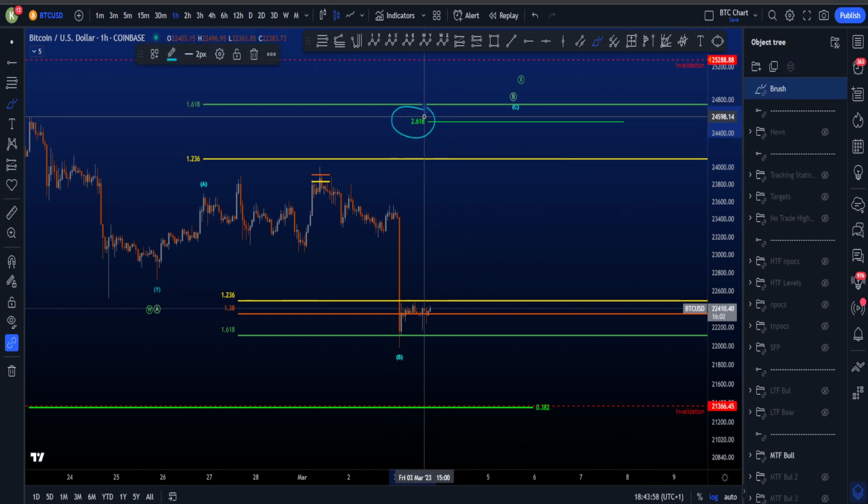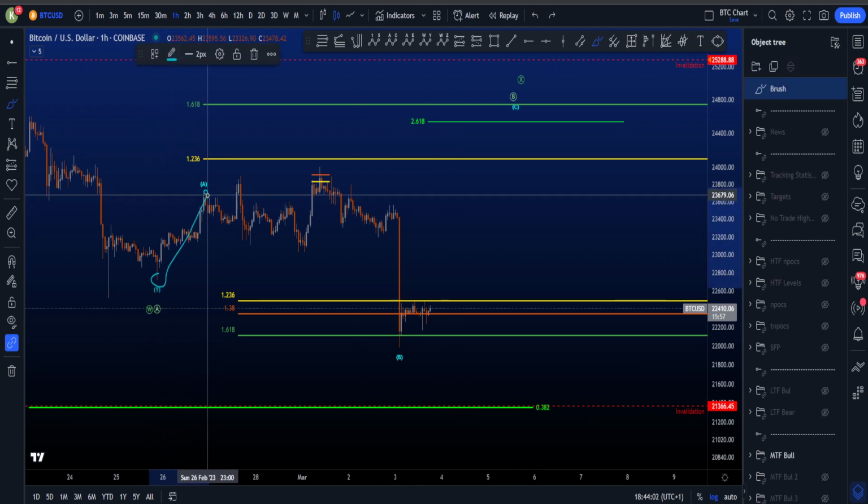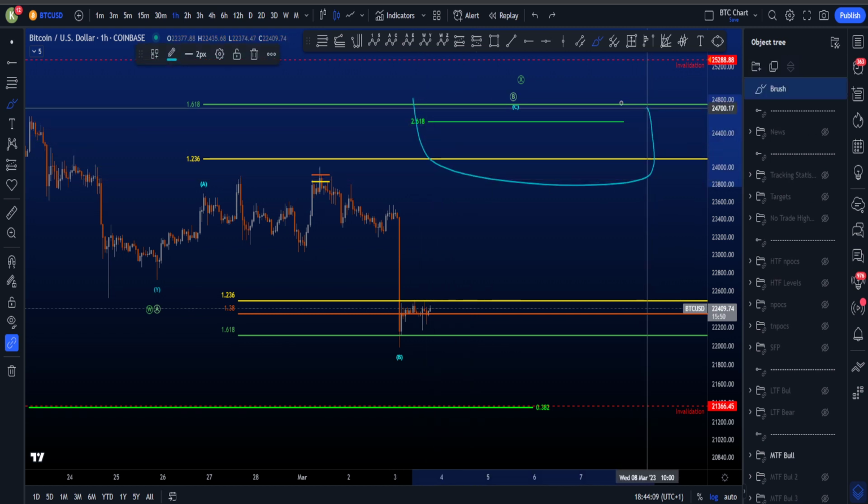But the 2.618 is a very extended target for the C, which is pulled from the low of Y to the high of A to then the low of B. Toggle on the 2.618 and you'll get this target at about 24.5k, but this whole area is okay.